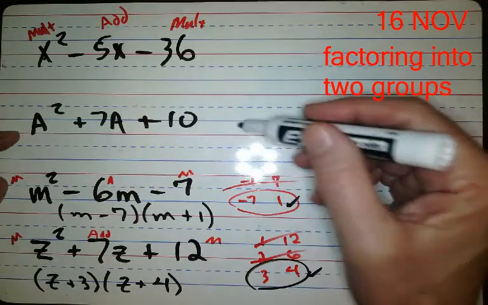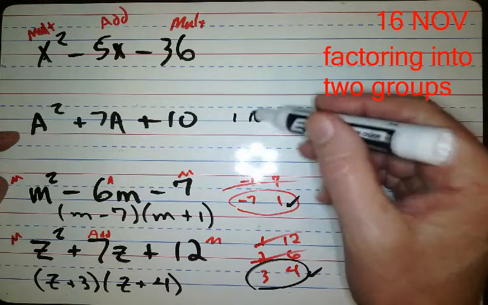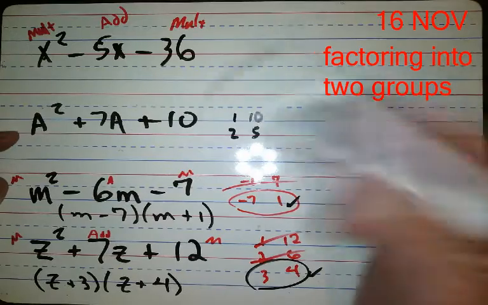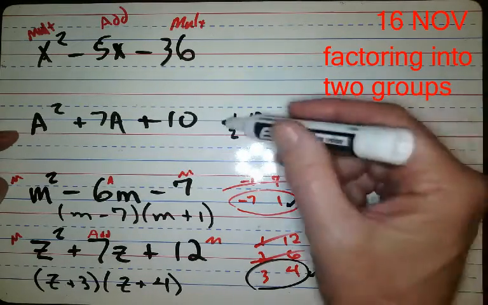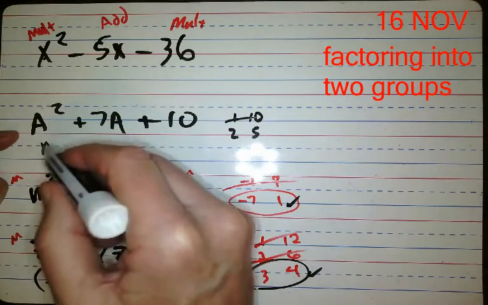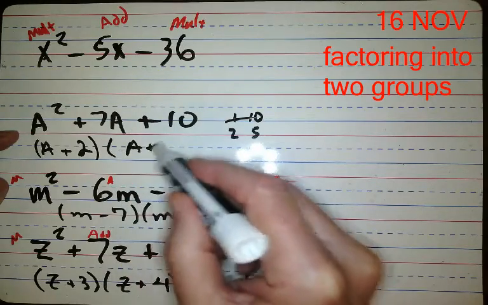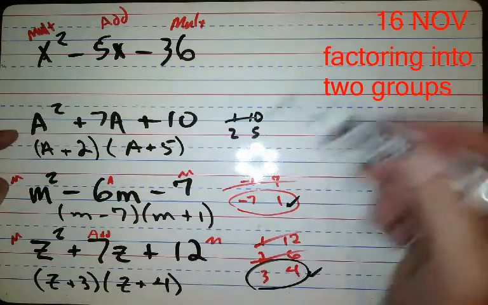To get 10, 1 times 10, 2 times 5. Well, that's all there is. And there's only one way to add up to be 7. That one's too easy, huh? And then this last one.